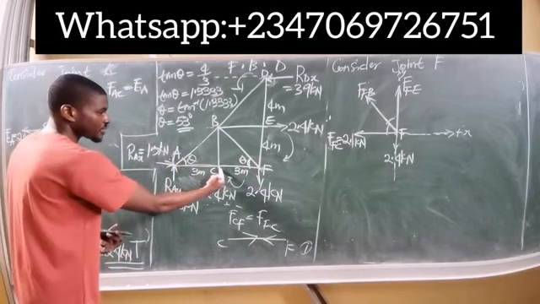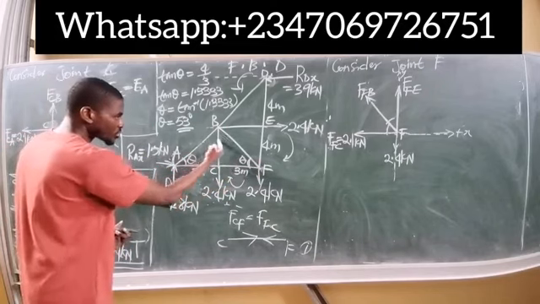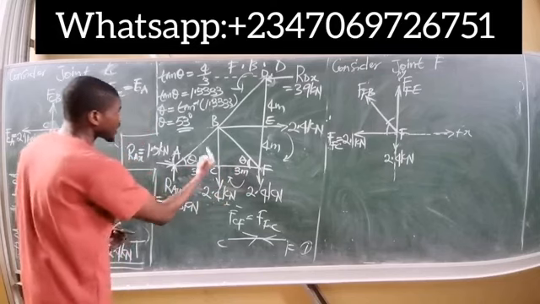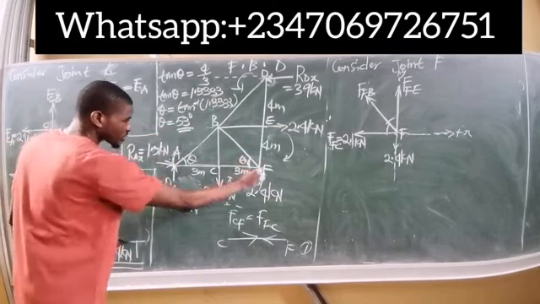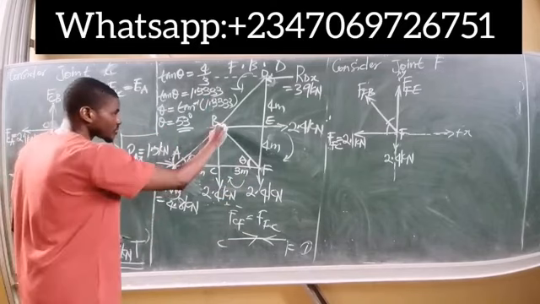This height is given as 4 meters. So tan theta is simply opposite, which is 4, all over adjacent, which is 3. You can see that here, 4 all over 3. If you do that, you still obtain this angle to be what? 53 degrees. So this is a corresponding angle.